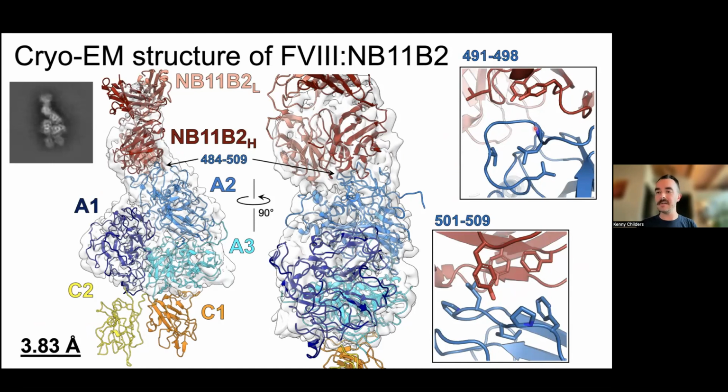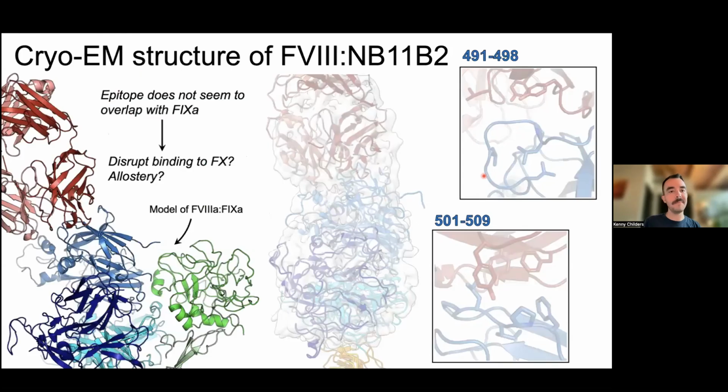So you can see here on the top and bottom images, there's a bunch of these hydrophobic residues that this antibody is going to use to bind to factor VIII and sequester those solvent-exposed regions. And you can see that further in the next slide. Oh, one more slide. When we actually look at this antibody binding, it also doesn't seem to disrupt where we think the factor IX molecule is binding to factor VIII.